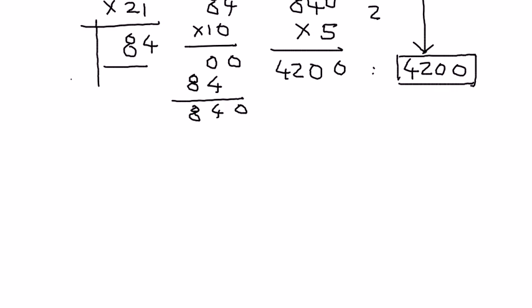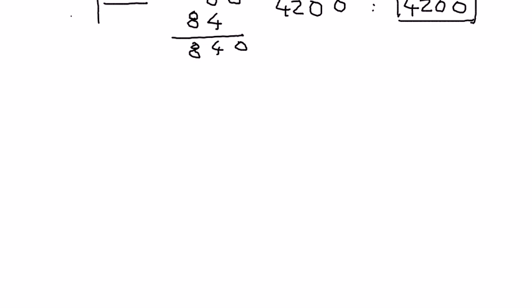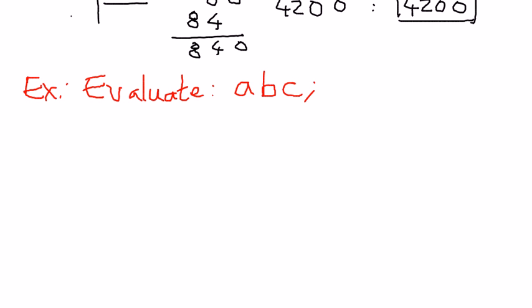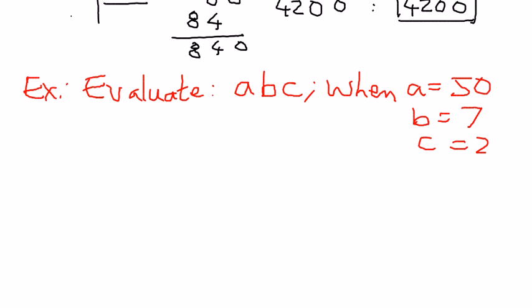Let's say we want to evaluate a variable a times b times c, when a is equal to 50, b is equal to 7, and c is equal to 2, just for our convenience sake. And now, as step number 1, we're going to substitute the values of the variables into the given expression.